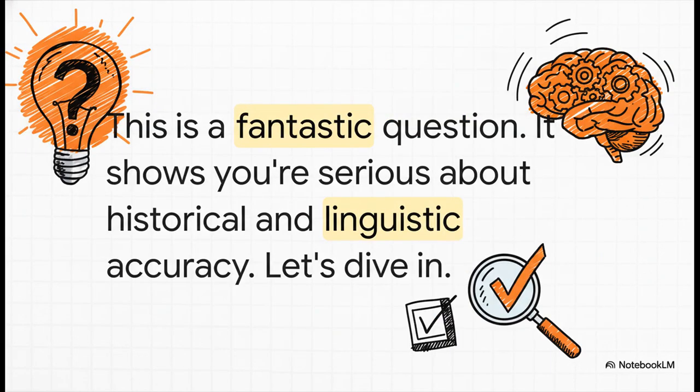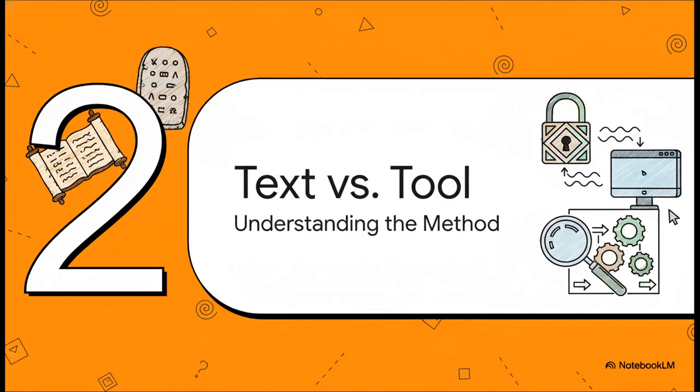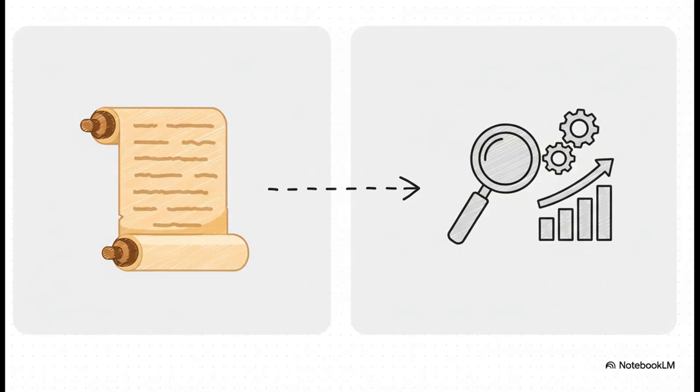I was so thrilled to get this question because it shows you paying close attention. It shows you care about historical and linguistic accuracy as much as we do. So let's dive right into the explanation, which really hinges on one central idea. And that idea is the fundamental difference between the ancient text we're studying and the modern tool we're using to study it. Let's break it down like this.